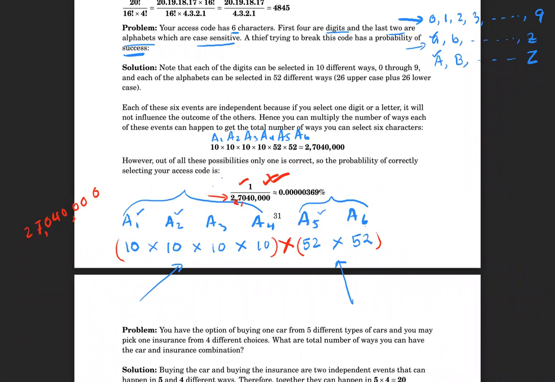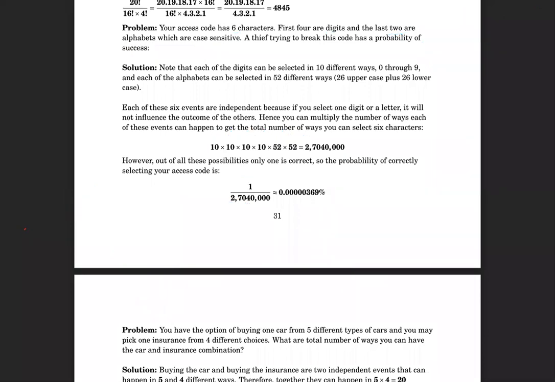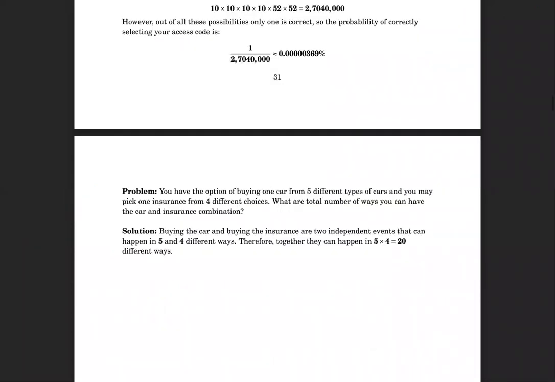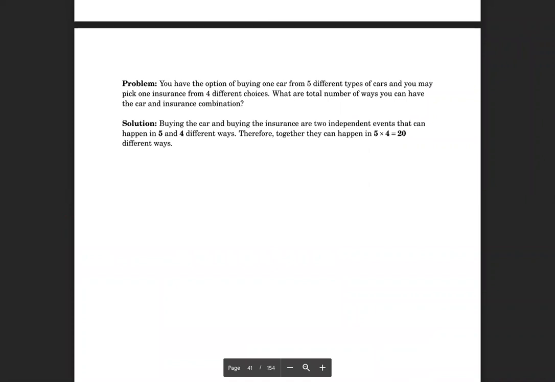Any question on this one before I move on? Next one. Again, it's pretty simple. You have the option of buying one car from 5 different types, and you may pick one insurance from 4 different choices. Together, how many combinations, or how many different ways, can this happen? It's 5 times 4, which is 20 different ways. Very simple. Fundamental counting principle.